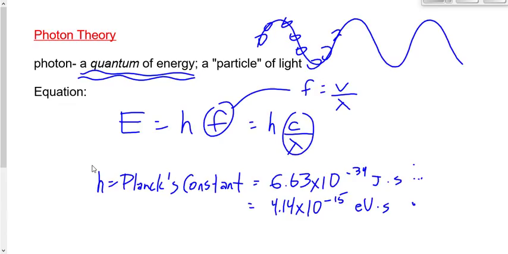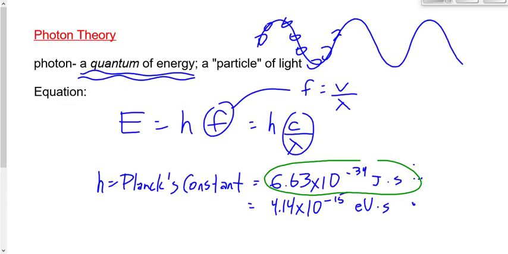Now, most times you can use whichever one you want. Most times whatever one's convenient, okay? There are times when only this one is valid. And I'll describe those times for you as we go through. So you'll know when you can use either one and when you can only use joules.